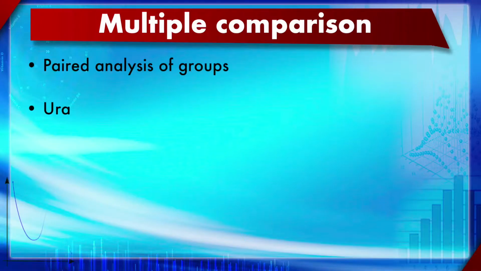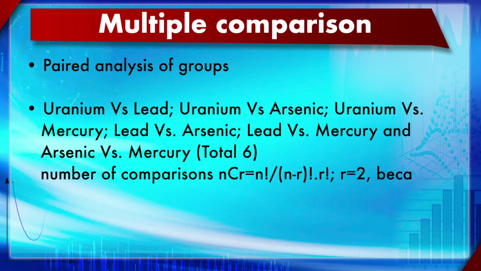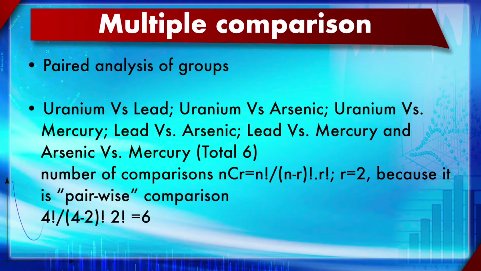Let us say in our earlier example, the heavy metals, there are 4 heavy metals: uranium, lead, arsenic and mercury. If you look at the pairwise comparisons, how many pairs are there? Uranium versus lead is a t-test I can do. Then uranium versus arsenic is another test I can do. Uranium versus mercury is the third one. Then lead versus arsenic is the fourth one. Likewise, there are 6. There are 4 items and you are taking 2 at a time, so it's basically a combination problem.